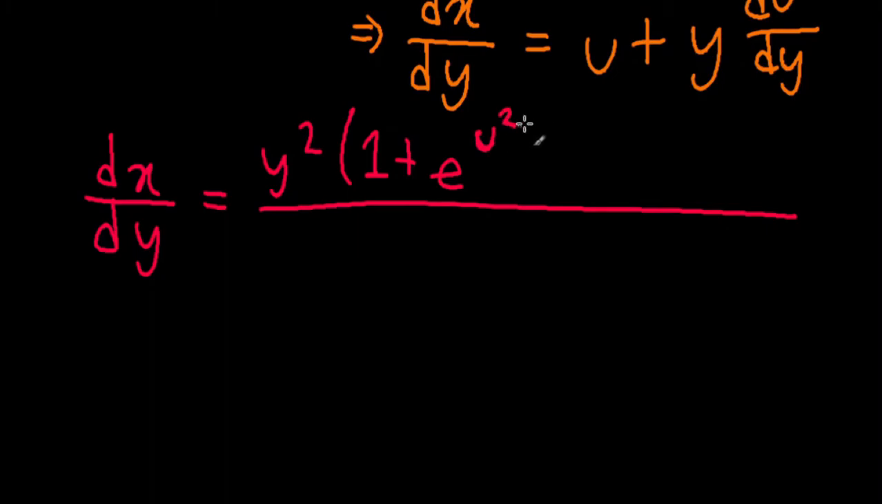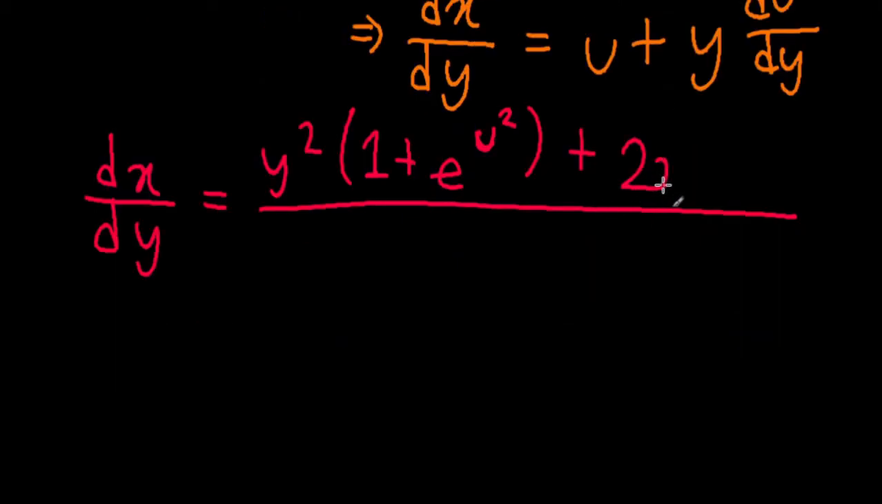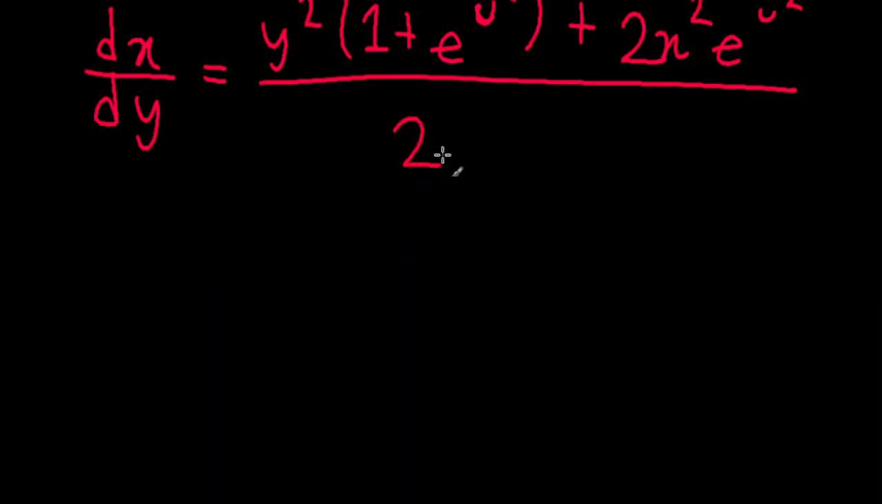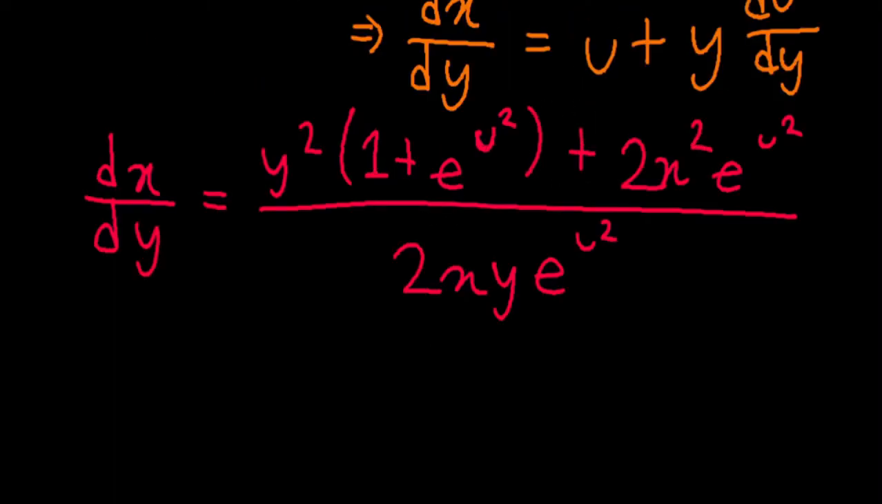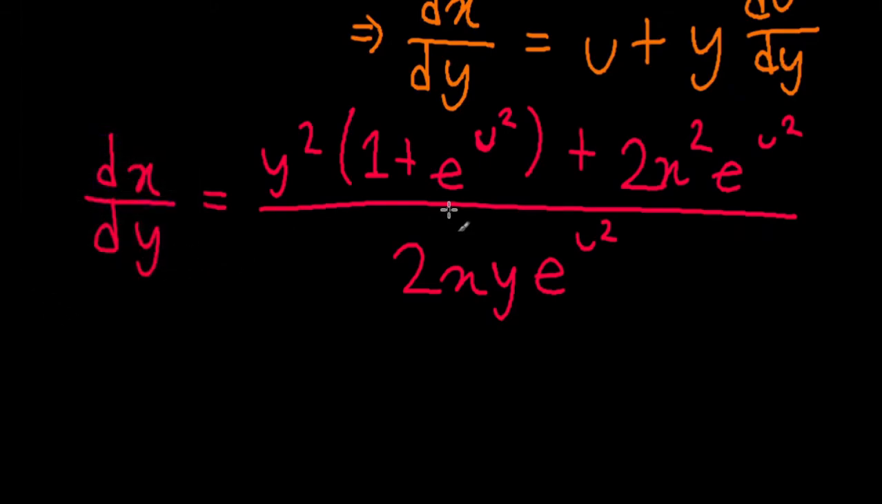We have u squared, 1 plus u squared, plus 2x squared e to the power u squared, divided by 2xy e to the power u squared. Okay, now it's really the same thing that we did before, just we now need to express terms as x by y in terms of x by y instead of y by x.